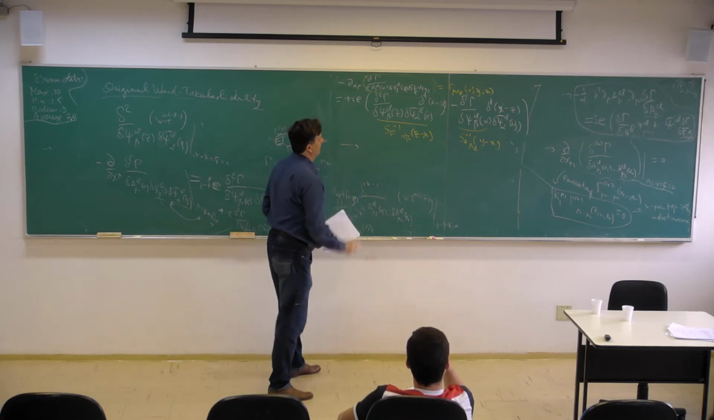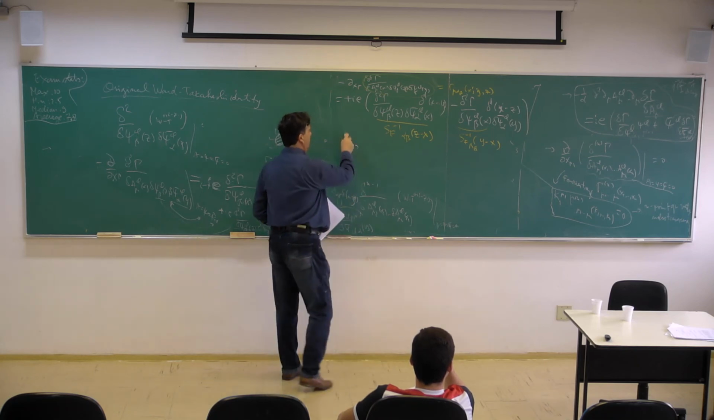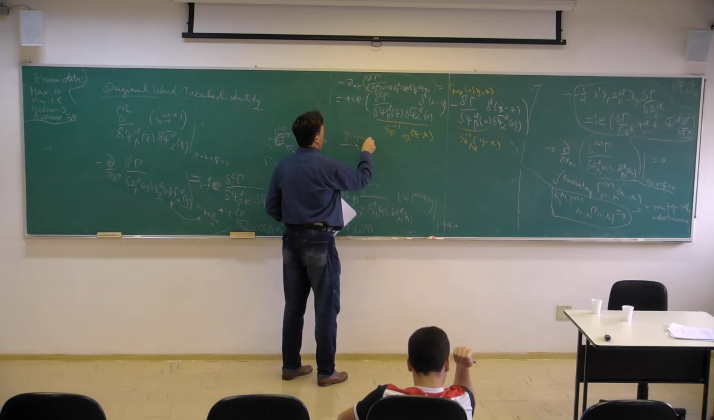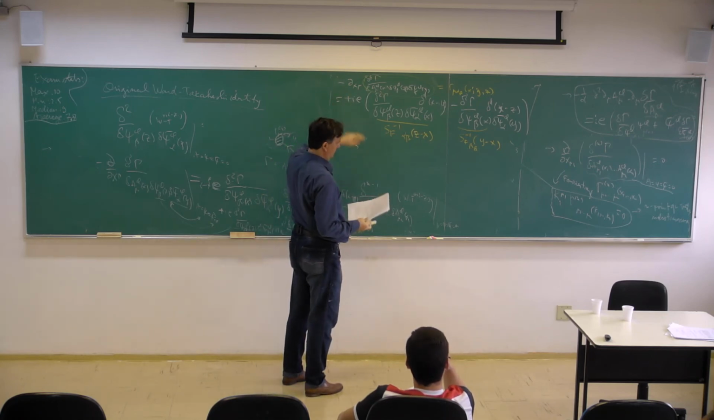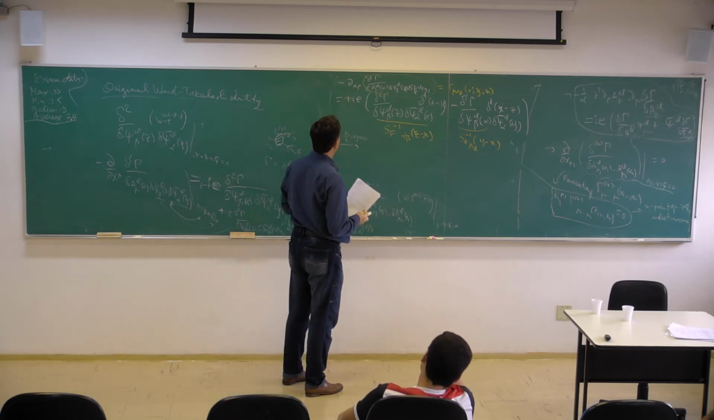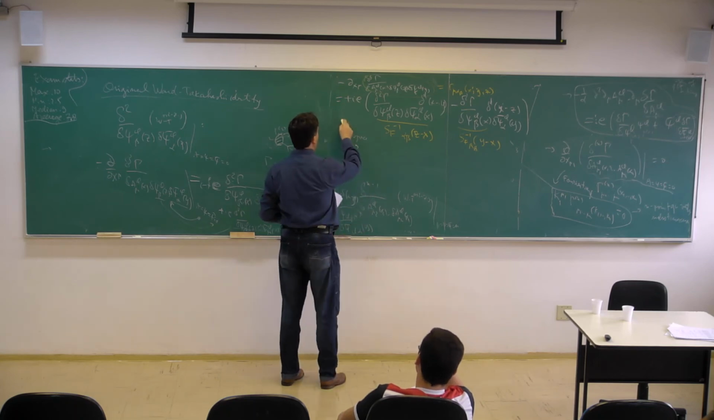Okay, so also I can go to momentum space to make it slightly better. Then derivative, minus derivative, amounts to IP mu.